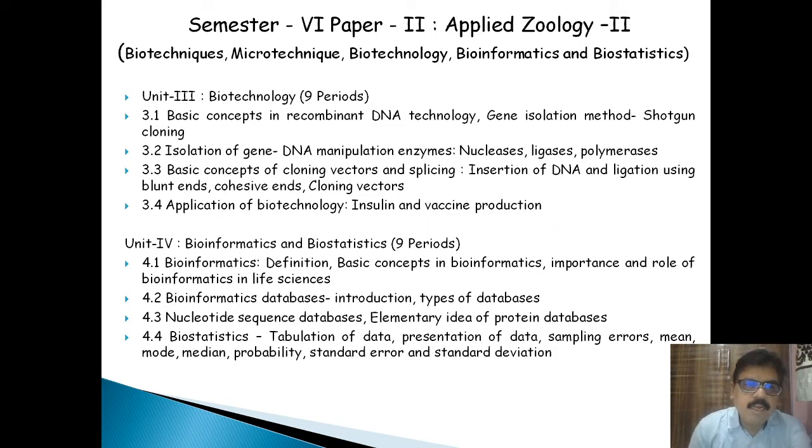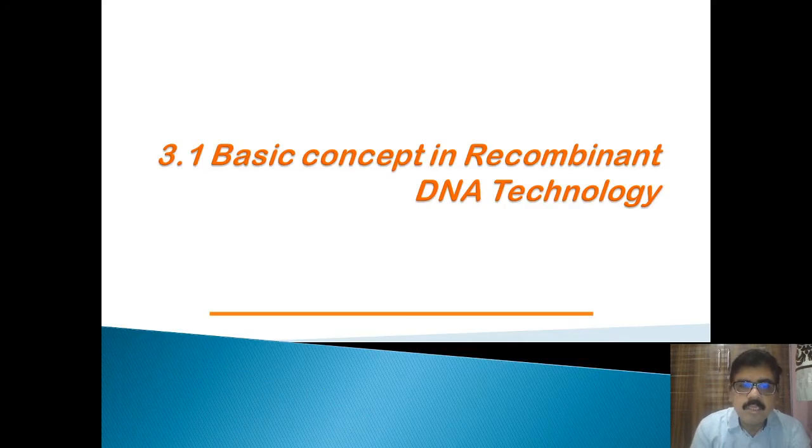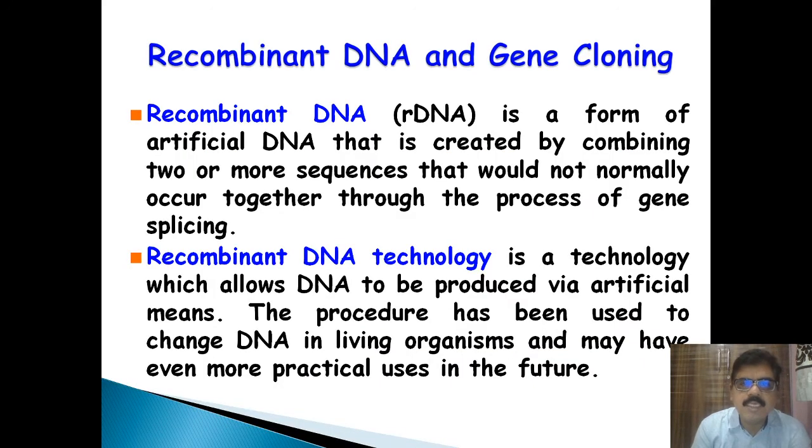So today we'll start with unit 3, that is biotechnology, and from that 3.1 basic concepts in recombinant DNA technology. Before starting with this, we should know what a recombinant DNA molecule is and what gene cloning is. Recombinant DNA is a form of artificial DNA that is created by combining two or more sequences that would not normally occur together through the process of gene splicing.